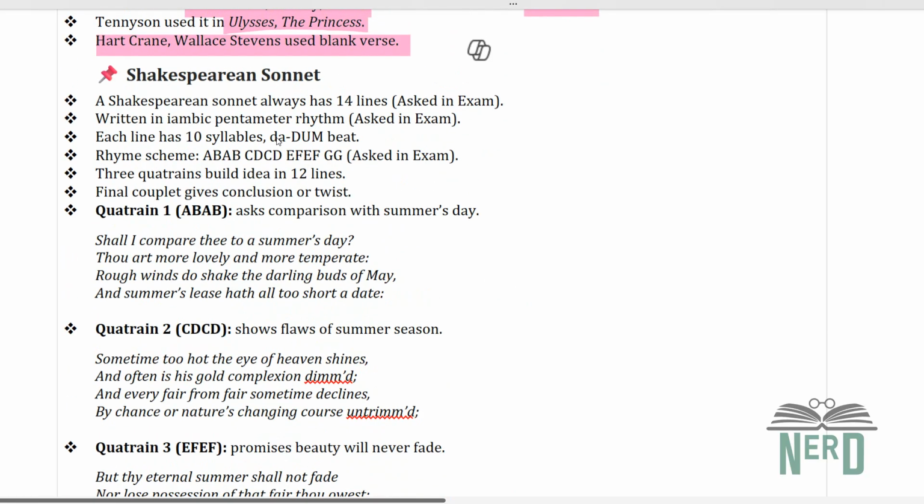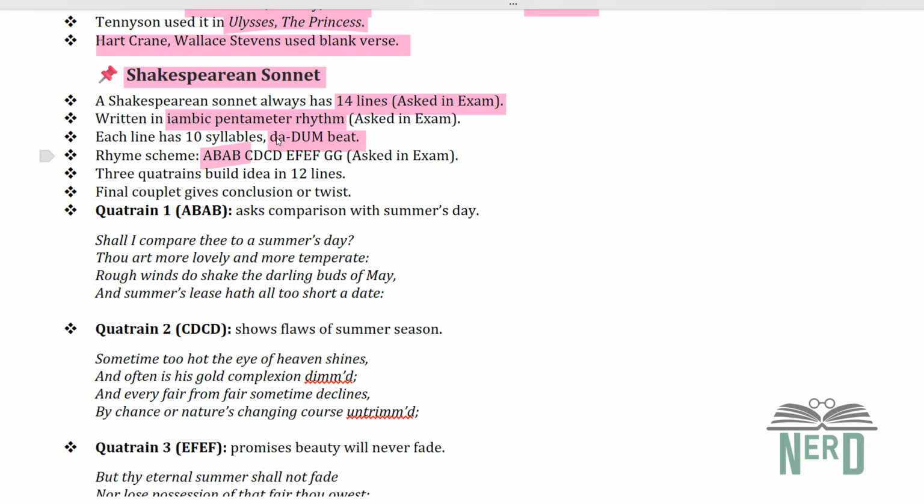Let's talk about something that often pops up in exams, the Shakespearean sonnet. You can think of it as a compact little poem, just 14 lines long, but packed with beauty, rhythm, and often a surprising twist. Yes, 14 lines always. That's rule number 1, and it has been asked in exam. Now, how are those lines written? Each one follows a heartbeat rhythm called iambic pentameter, 10 syllables per line, alternating soft and strong stresses.